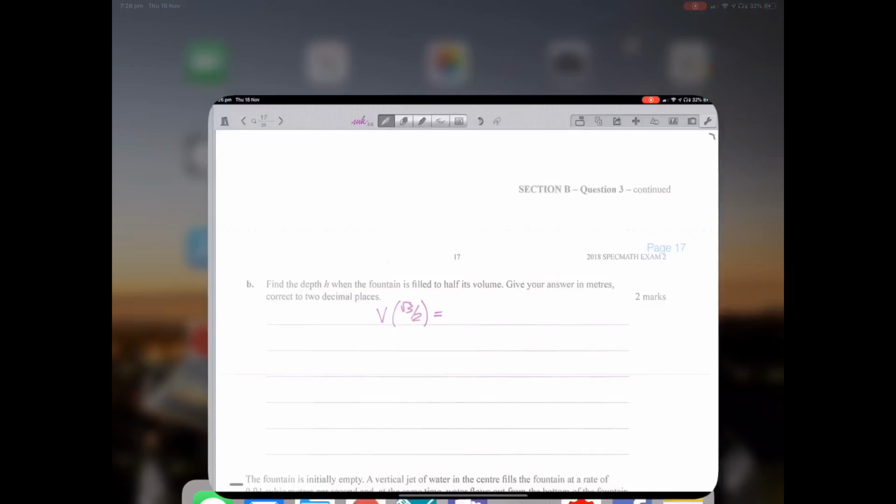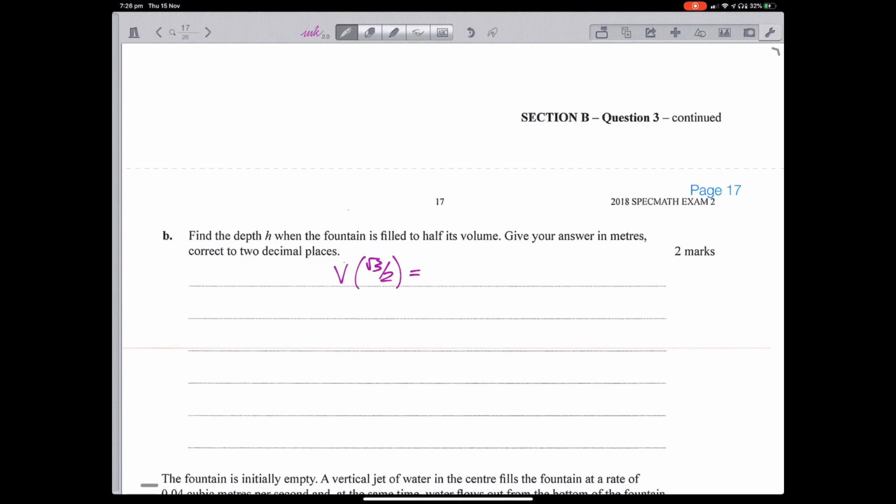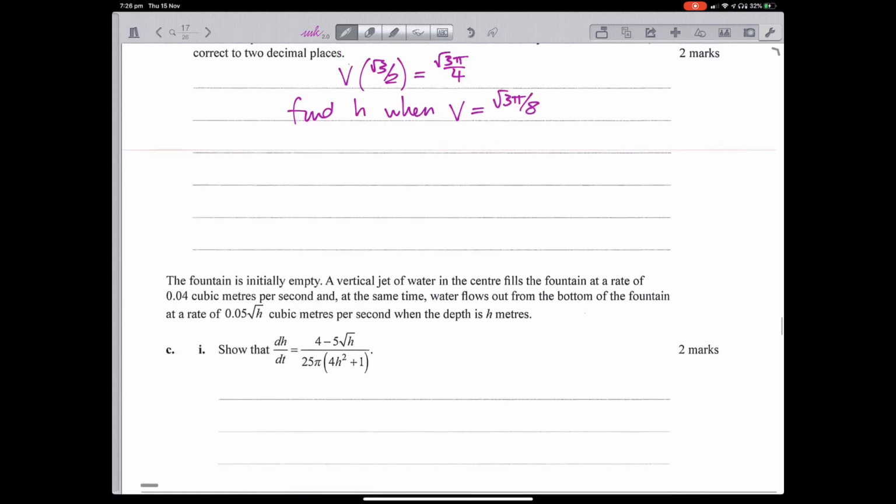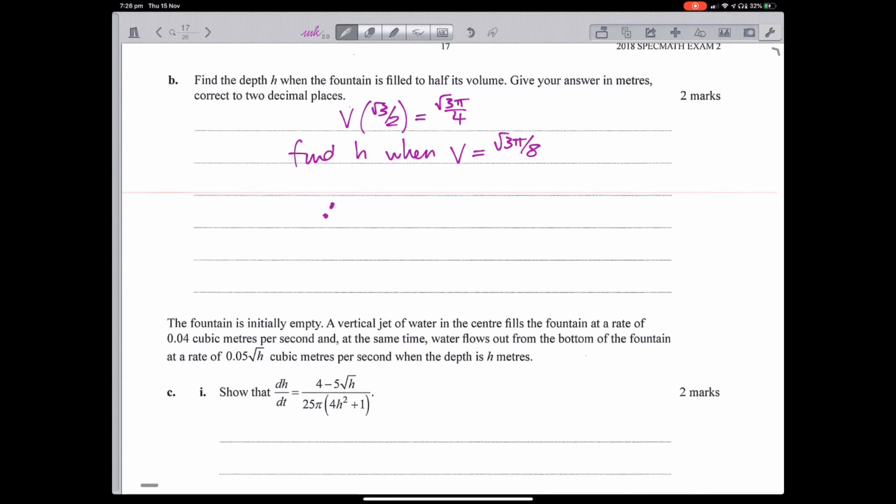So that's root 3 pi on 4. Therefore, find h when V equals root 3 pi on 8, because that's half of it. So we can solve that. Therefore, the integral from 0 to h of y squared plus 1/4 dy has to equal root 3 pi on 8.